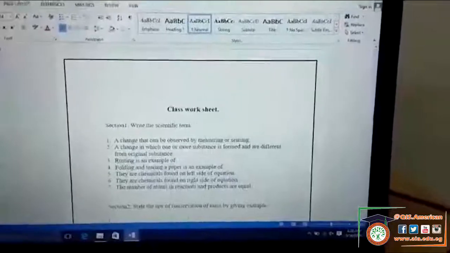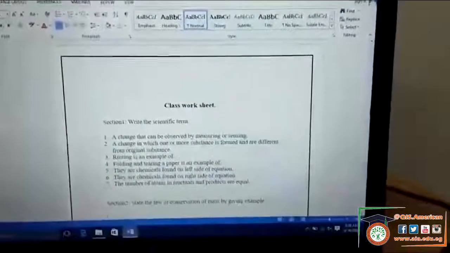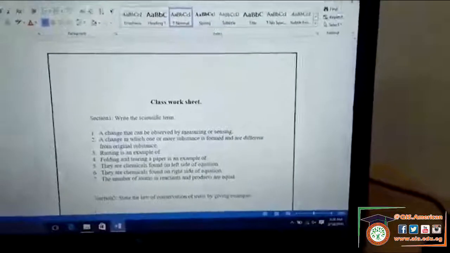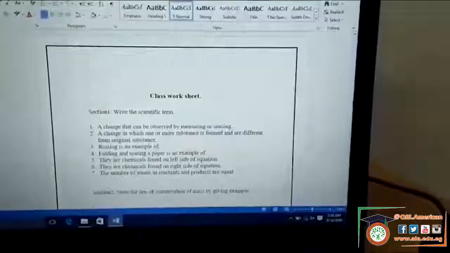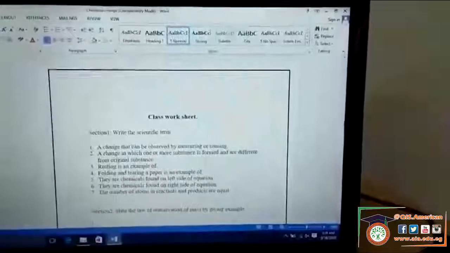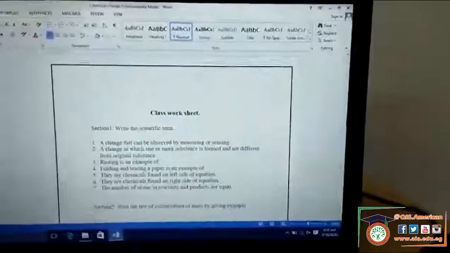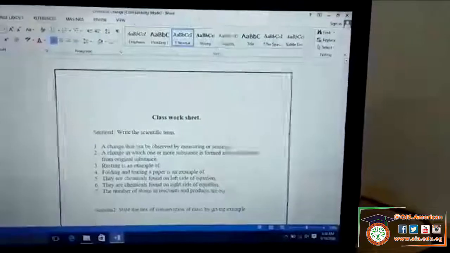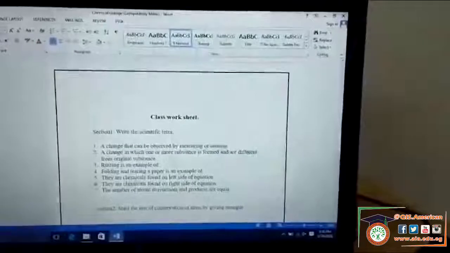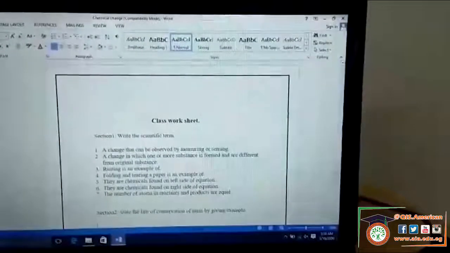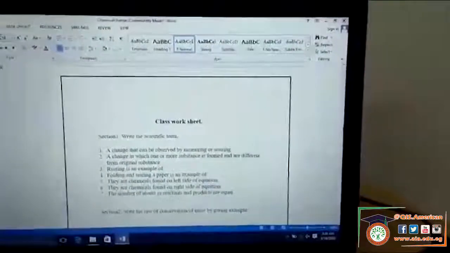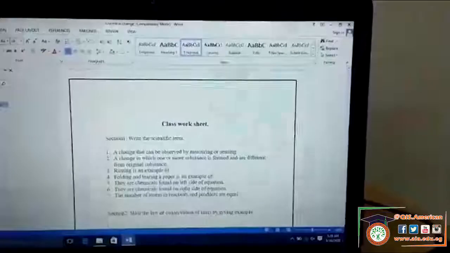Number five, there are chemicals found on the left side of equation. Remember that when we have an equation, it has two sides. Suppose that we have H2 plus O. It will give us H2O. So H2 and O are on the left side of the equation. They are called reactants. So number five, they are chemicals which are found on left side of equation are reactants. Number six, there are chemicals found on the right side of equation. So here the H2O will be products. So number six is products.